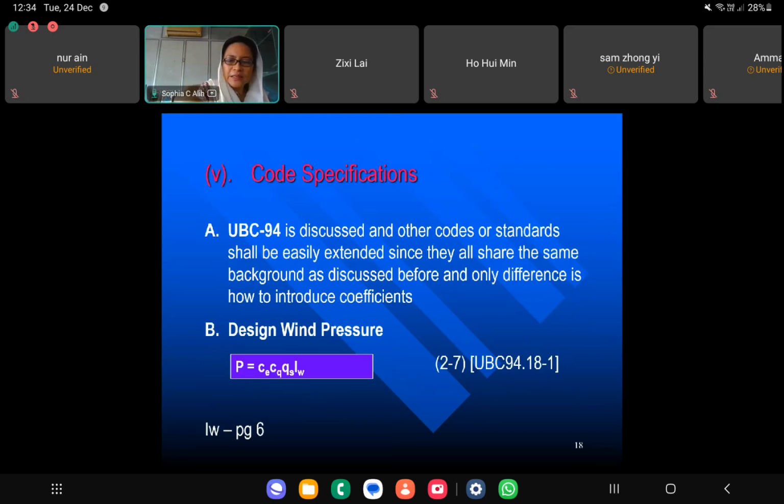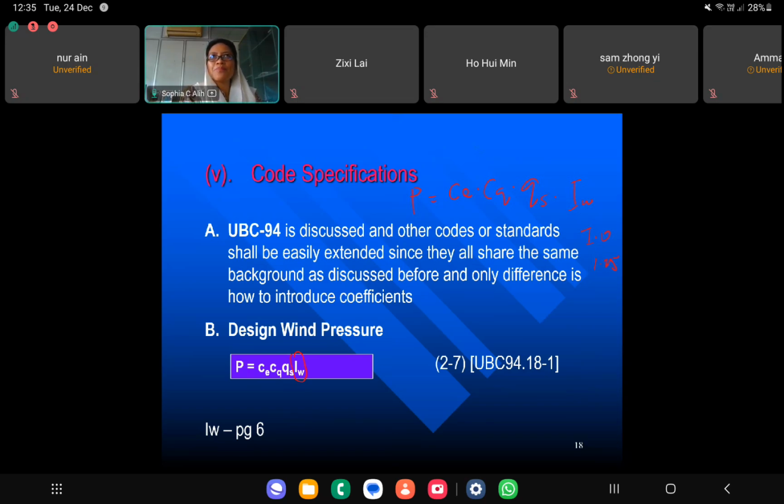Now, the simplified equation that the code has given to you is this one. The wind pressure equals the coefficient from the height, times the coefficient from the shape of the structure, times the stagnation pressure that comes from the velocity. And you also have a new one here, the importance factor. The importance factor comes from how important your structure is in your design, whether it is 1.0 or 1.25. I'm sure you have already seen this importance factor when you design your structure for earthquake, right?